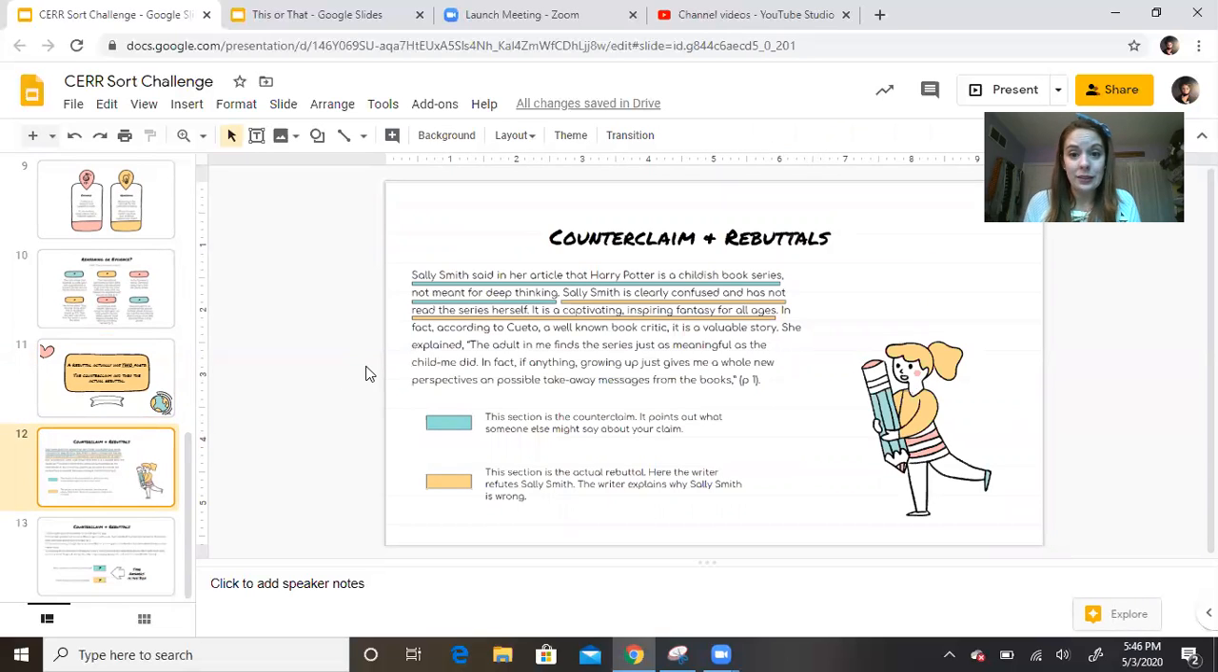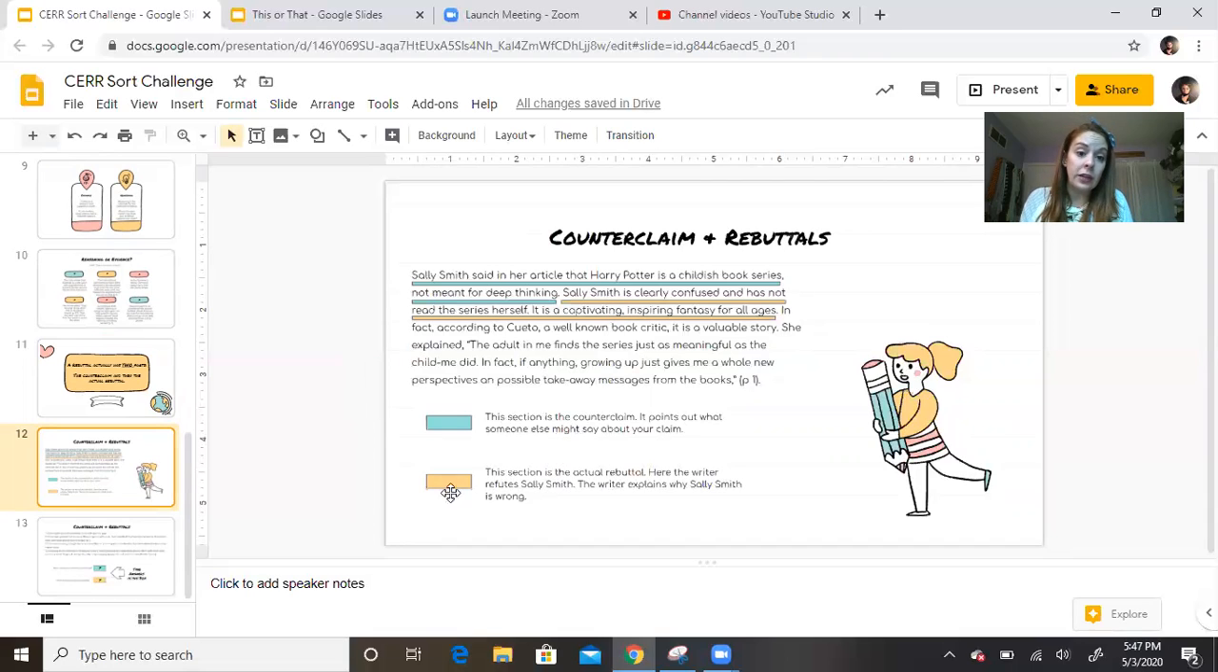So let's look at our example on slide 12. It reads, Sally Smith said in her article that Harry Potter is a childish book series not meant for deep thinking. So this would be a counterclaim to one of my papers, right? Because I'm sure you know I would be writing about how Harry Potter is amazing. But Sally Smith, her counterclaim, goes against me. If you look at the key, this shows that that's the counterclaim because it's pointing out what someone else would say.